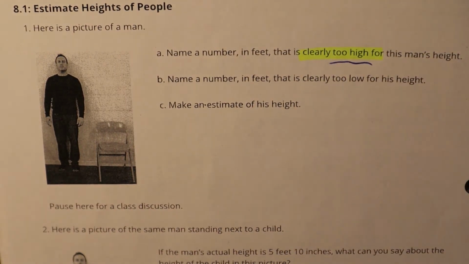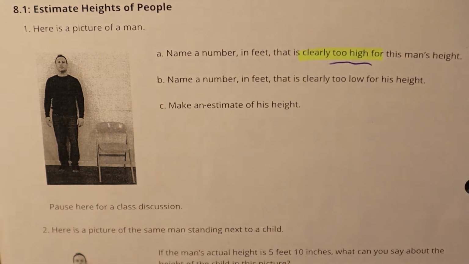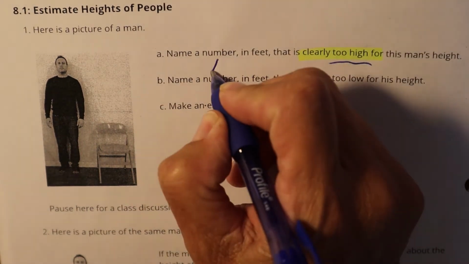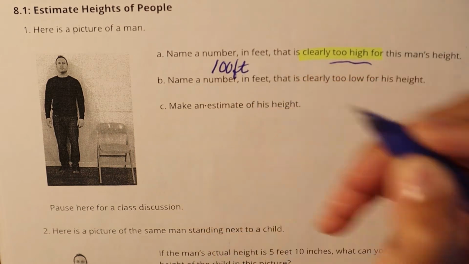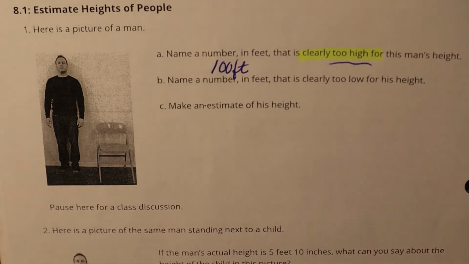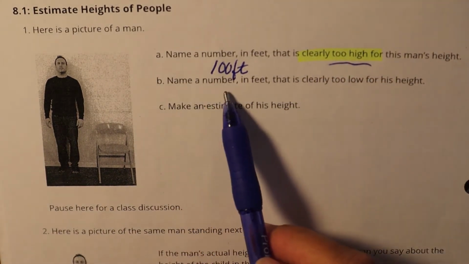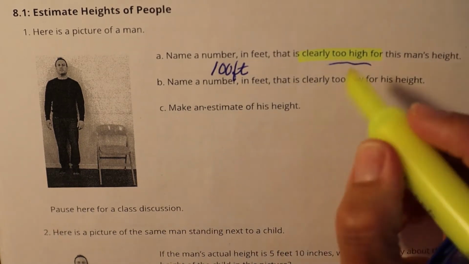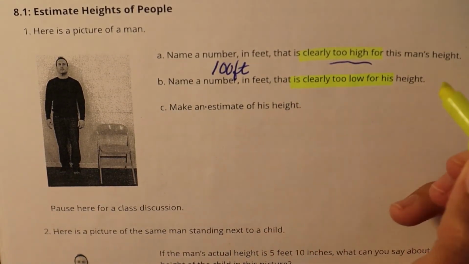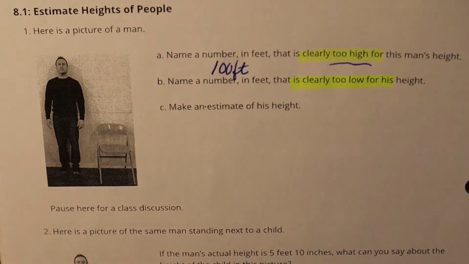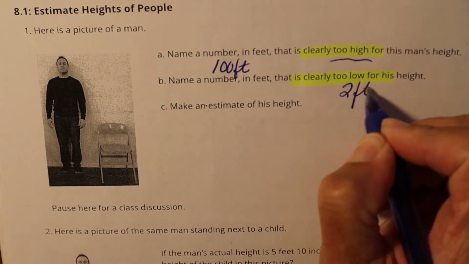Again, we're just throwing an estimate out there. I think they say the average man is around 5'10". So as long as we put any number greater than 5'10", you're going to be okay. So let's do it clearly. Let's just say he is 100 feet tall. Impossible, but that's okay. B says name a number in feet that is clearly too low for his height. Obviously, it can be any number. Let's just say he's 2 feet.